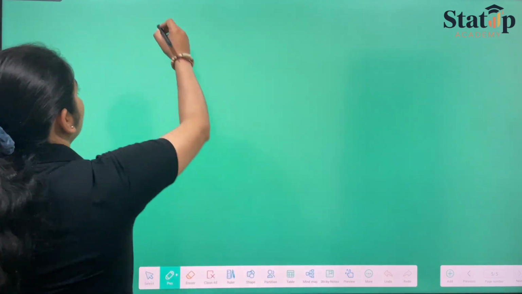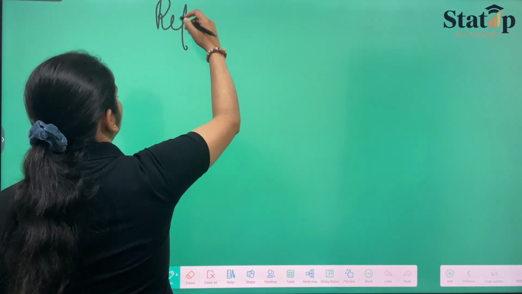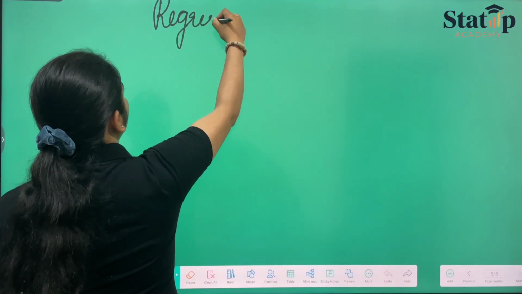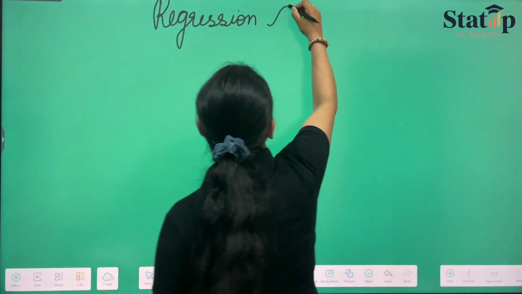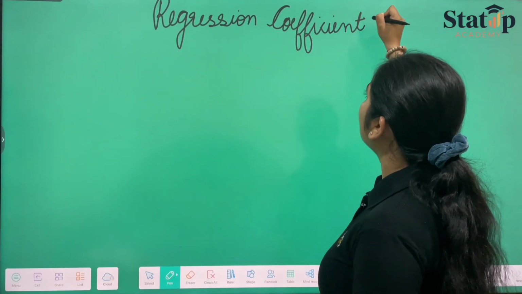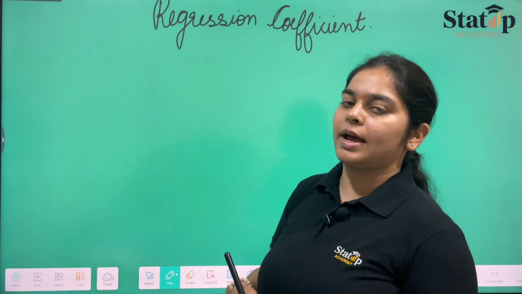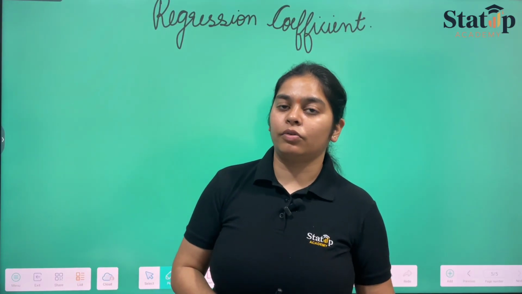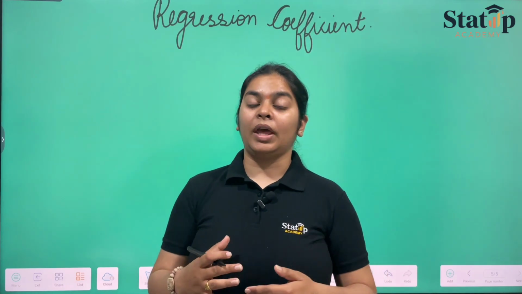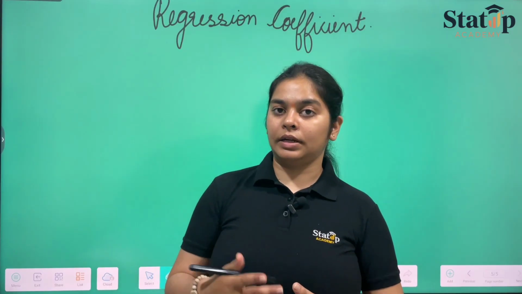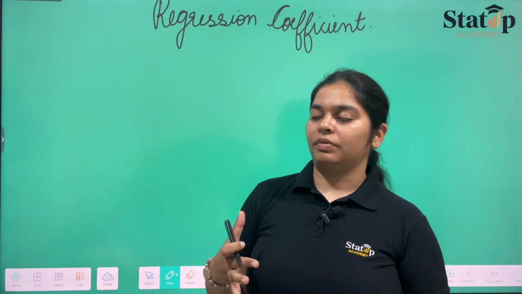So, coming back to the topic, we will today discuss regression coefficients. Regression is again linear and non-linear. When there is a scatter diagram between two variables or random variables x and y, then it is a non-linear regression. And when there is a direct relationship or a straight line, then we can say there is a linear relationship, linear regression between both the variables.